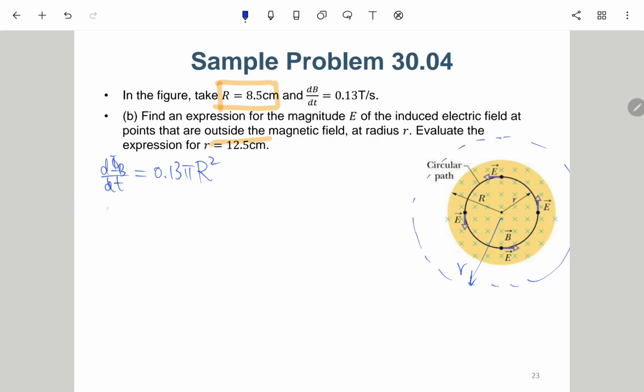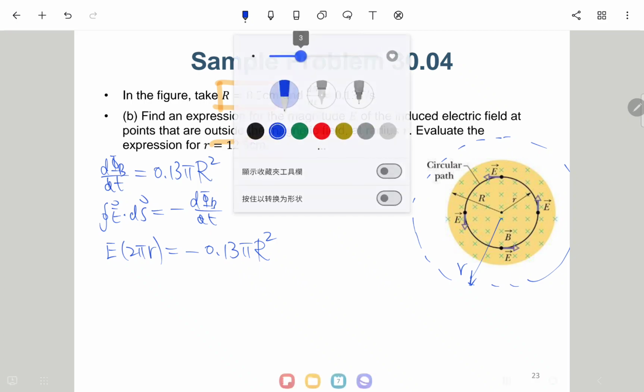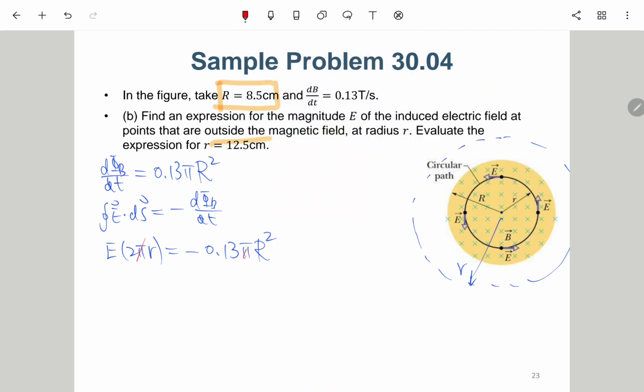Okay, and then we can just apply Faraday's law, which is the integration of E dot ds equals negative d phi B dt. On the left side it is E times 2 pi r, and on the right side negative 0.13 pi capital R squared. Here we can only cancel pi. In such a way E is negative 0.13 over 2, and then capital R squared over small r.